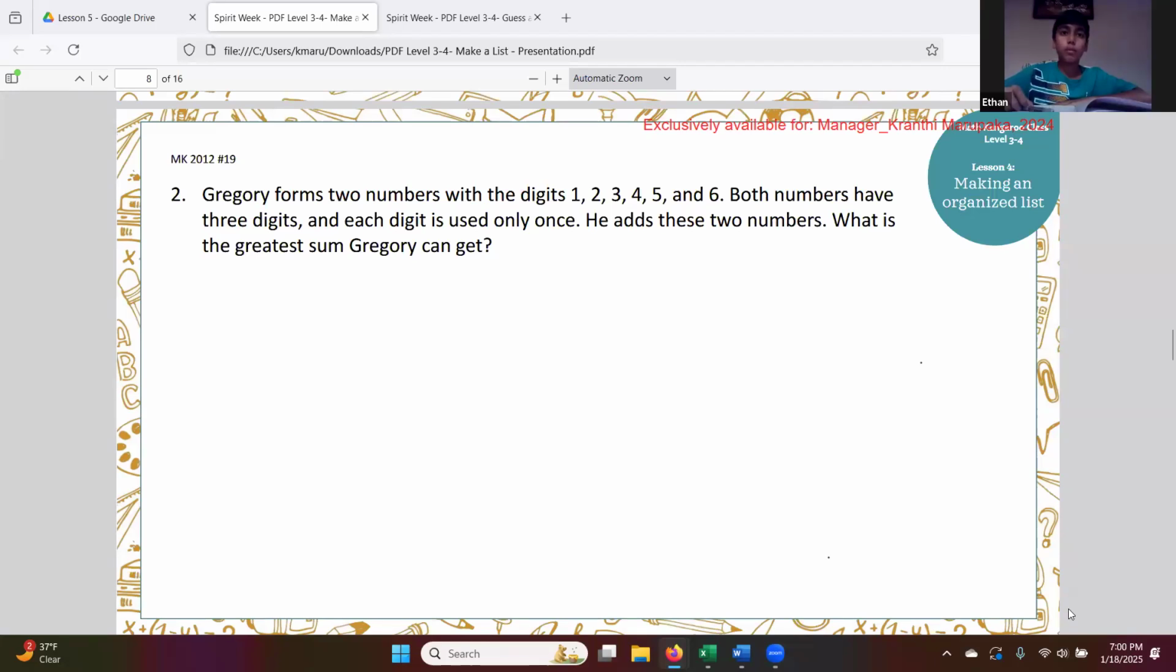Gregory forms 2 numbers with the digits 1, 2, 3, 4, 5, and 6. Both numbers have 3 digits, and each digit is only used once. He adds these 2 numbers. What is the greatest sum Gregory can get?